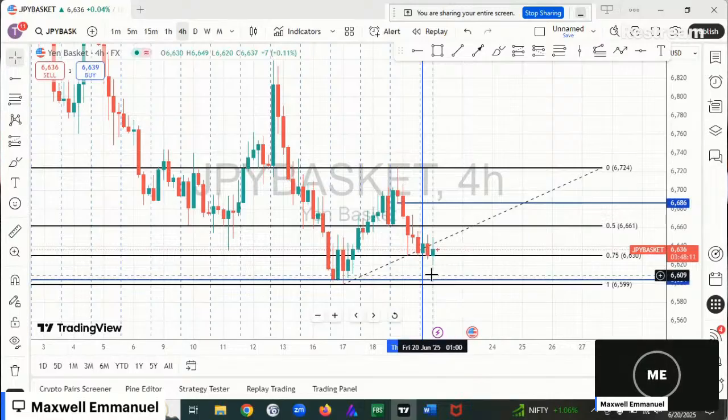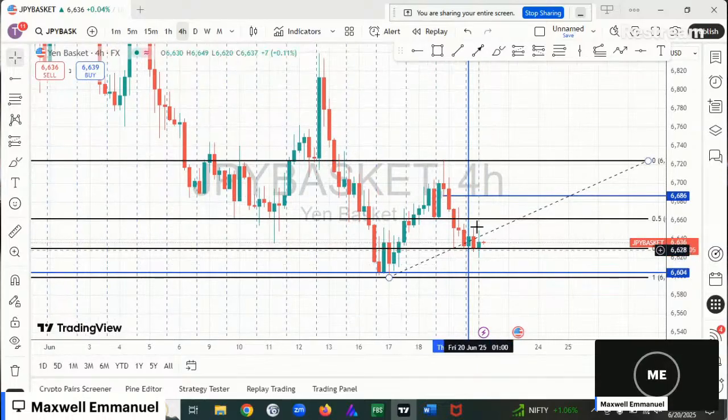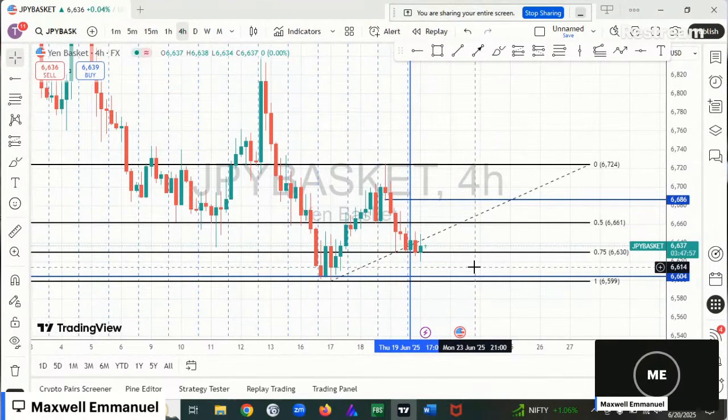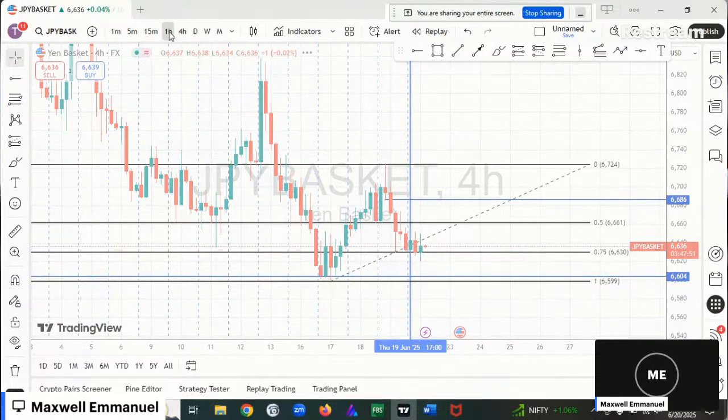Okay, so my bias for yen is bullish. It is bullish based on what we have here. If the support gets broken, then we should be looking for sales on yen basket. But at the moment, what we have here is a buy setup. I would expect yen to come fill this fair value gap. That's my expectation for yen today.